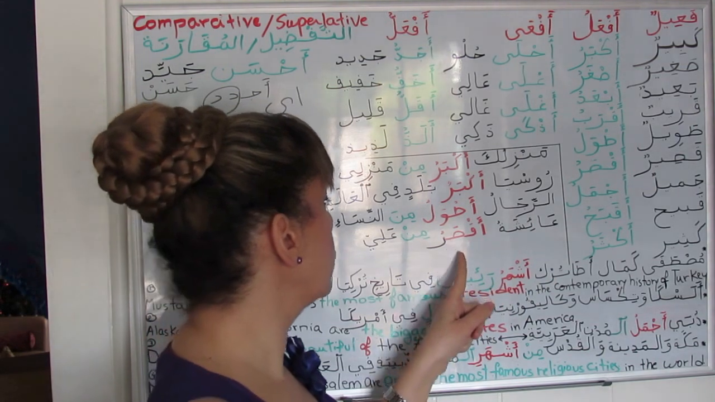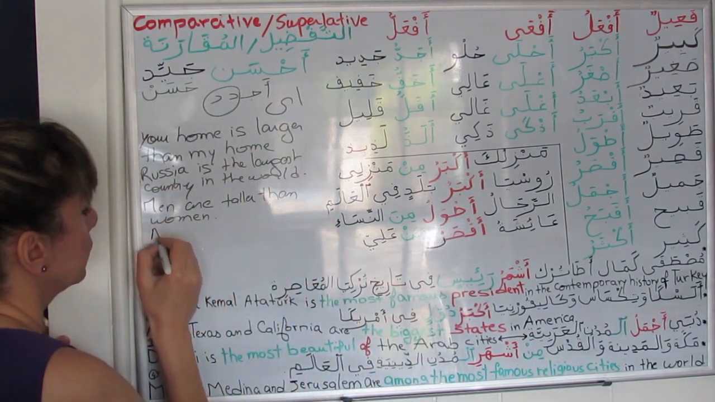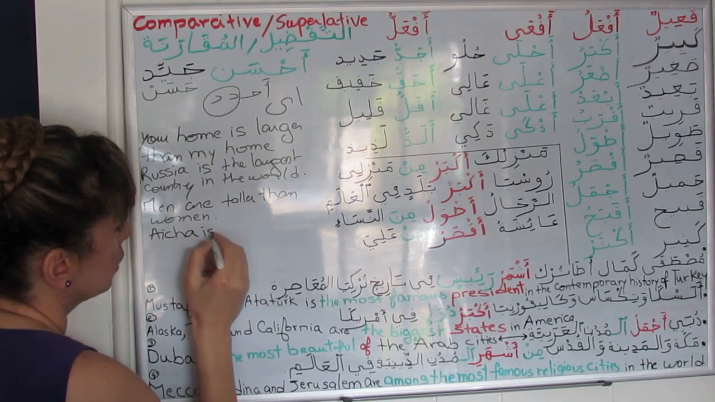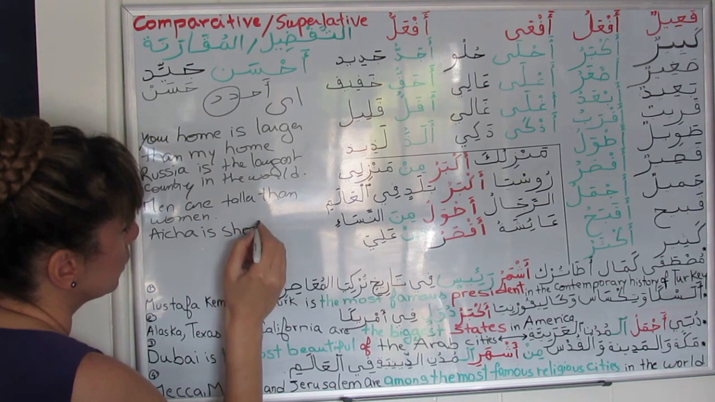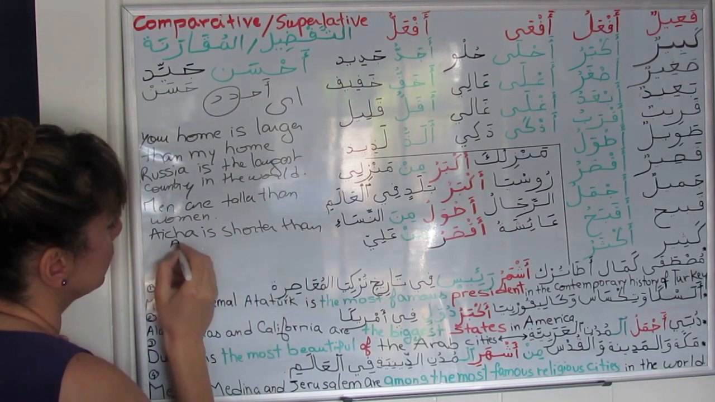عائشة أقصر من علي. Aisha is shorter than Ali.